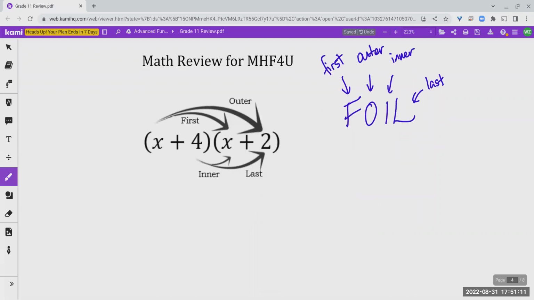So here is a question: x plus 4 times x plus 2. How do you do this? Well, first, what do we mean by first? Well, take a look at the x's.